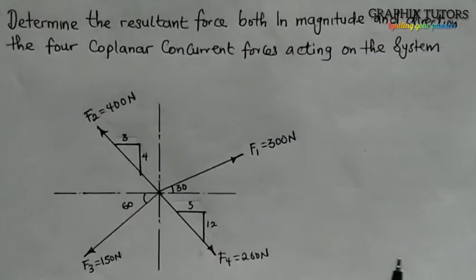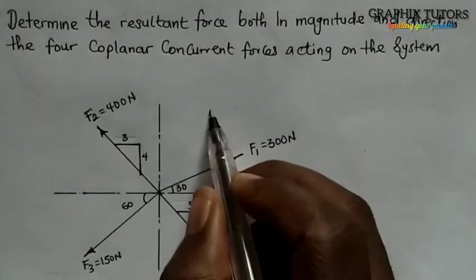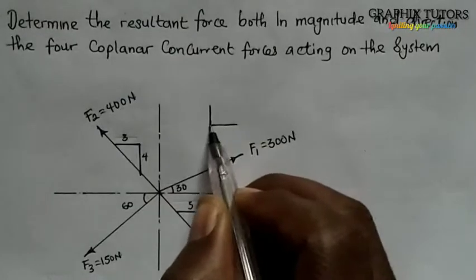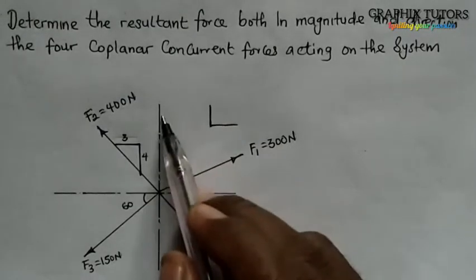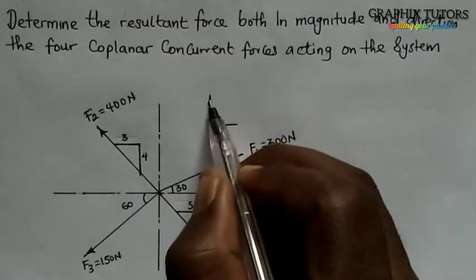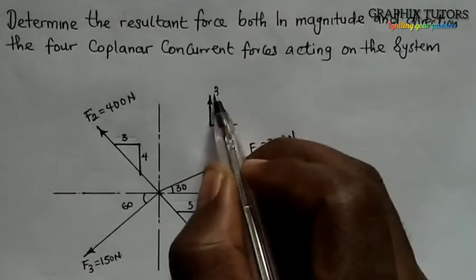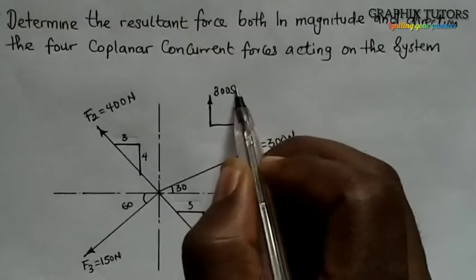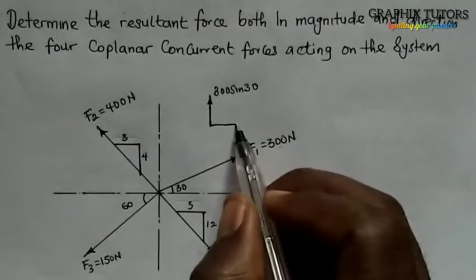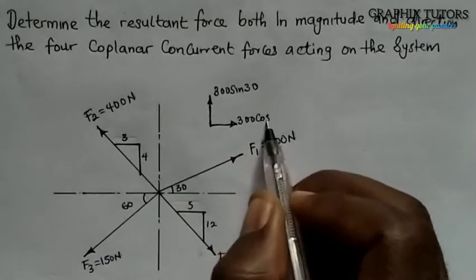If you resolve it, because it's inclined, you're going to have something like this. One vertical, one horizontal. Whatever you draw must always be parallel to the y and also to the x. So in terms of the vertical, we have 300 Newton, right? So it will be 300 sine 30. And in terms of the horizontal, we'll be having 300 cos 30.